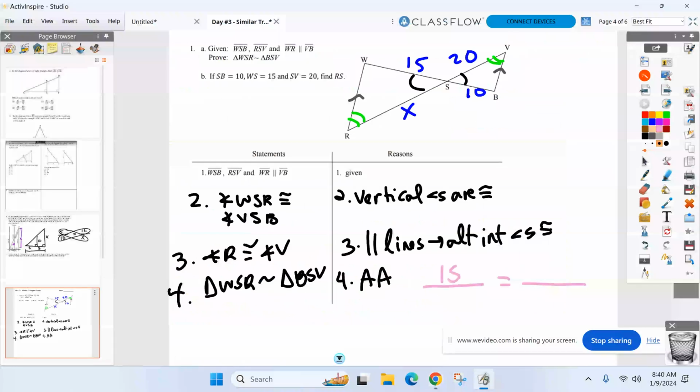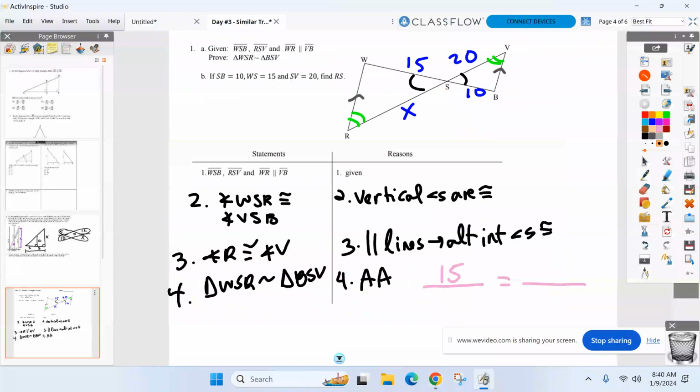15, good for me. 15. You can start off however you want. Now I always match it up. 15 matches up with what side length in the other triangle? If you can't tell, use our similarity statement, right? Drew just gave us WS. So figure out what WS matches up with over here and give me that side length.